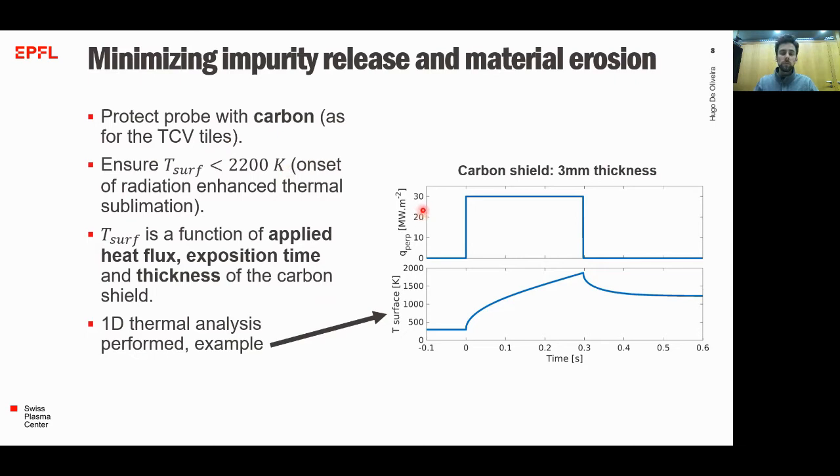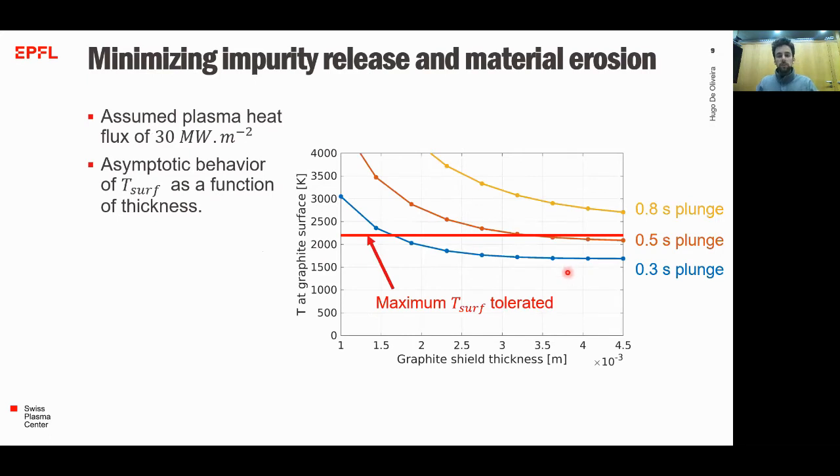So obviously, the surface temperature is a function of applied heat flux, exposition time, and the thickness of the carbon shield. So here, we have a simple simulation where we applied a heat flux of 30 megawatt per meter squared during 0.3 seconds on a carbon shield of 3 millimeters of thickness. The result is, as you can see here, the temperature at the surface starts from room temperature and then reaches almost 2000 Kelvin. So now we just repeat this simulation with various plunge times and various graphite shield thicknesses.